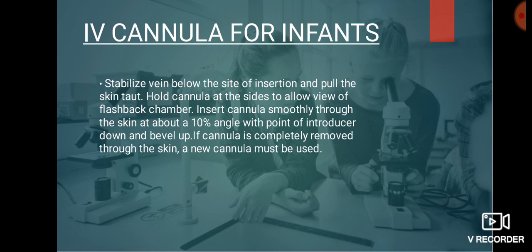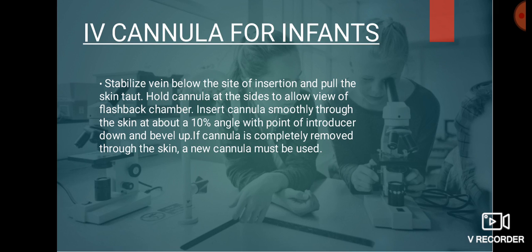Insertion and pull the skin taut. Hold the cannula at the sides to allow view of the flashback chamber. Insert the cannula smoothly through the skin at about a 10 degree angle with the point of introduction down and bevel up. If the cannula is completely removed through the skin, a new cannula must be used.